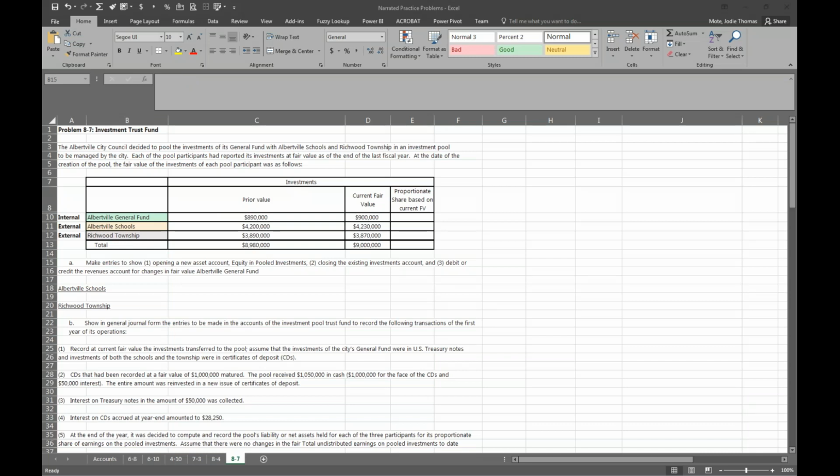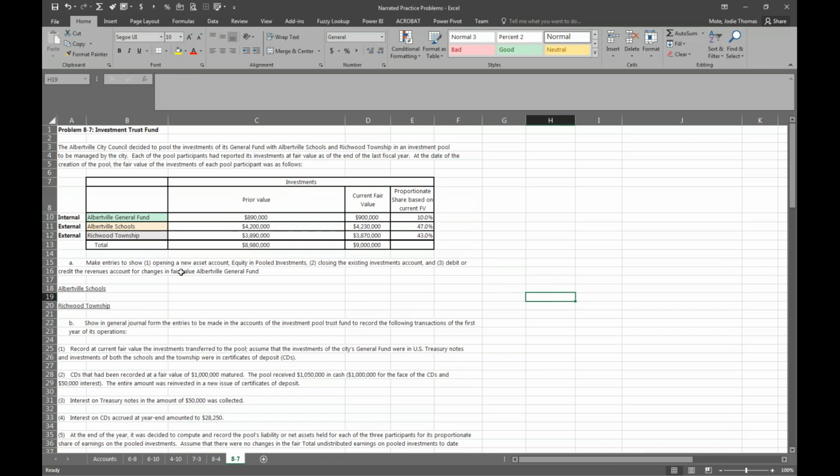So we're going to need to calculate the proportional share of each participant in the investment pool. And so let's do equals that divided by that, and let's give it a fixed, an absolute reference for the total there. All right, so we got 10% is Albertville. We have the general fund, the cities, the schools is 47, and I'm not sure if it's exactly 47, yep, exactly 47%.